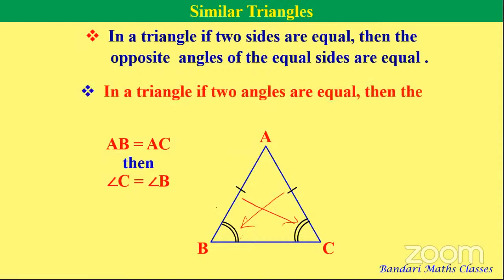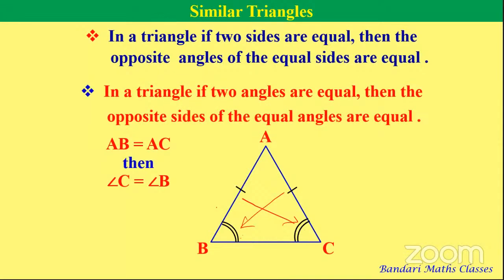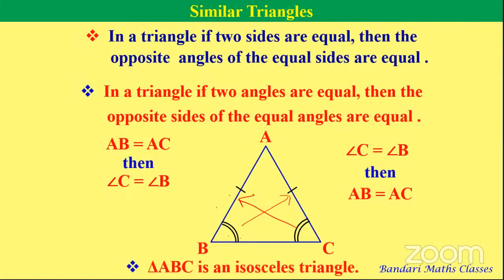Vice versa, in a triangle, if two angles are equal, then the sides opposite to the angles are equal. These angles are equal, and its opposite sides are these. These two are equal in size. Angle C is equal to angle B, then AB is equal to AC. Then this is called an isosceles triangle.